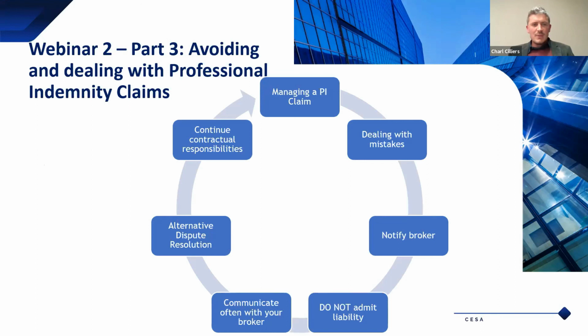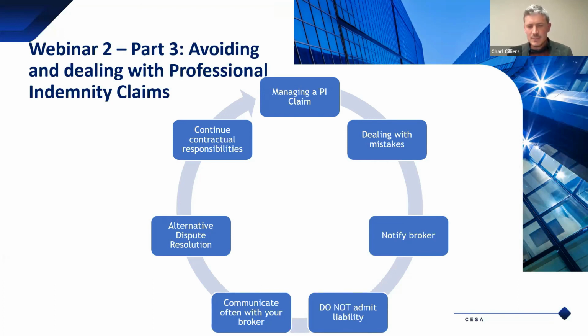So let's talk about what happens when the professional indemnity claim does land. Let's say a mistake has happened. The first thing to do is to notify your broker. Your broker is going to be your agent in this whole process, and communicating effectively and early with your broker is the best step that you can do.